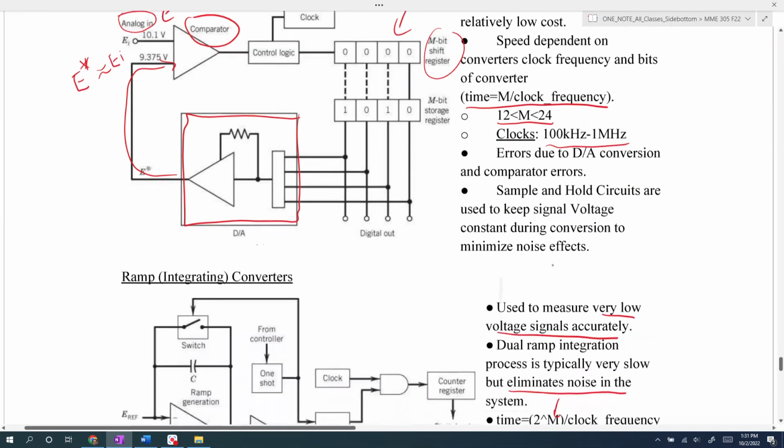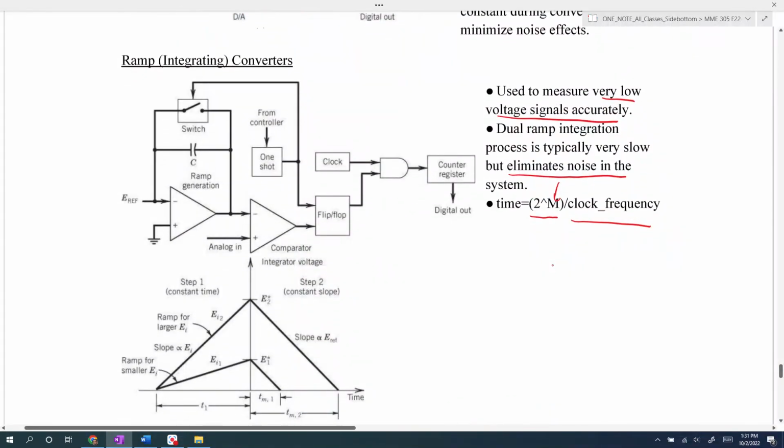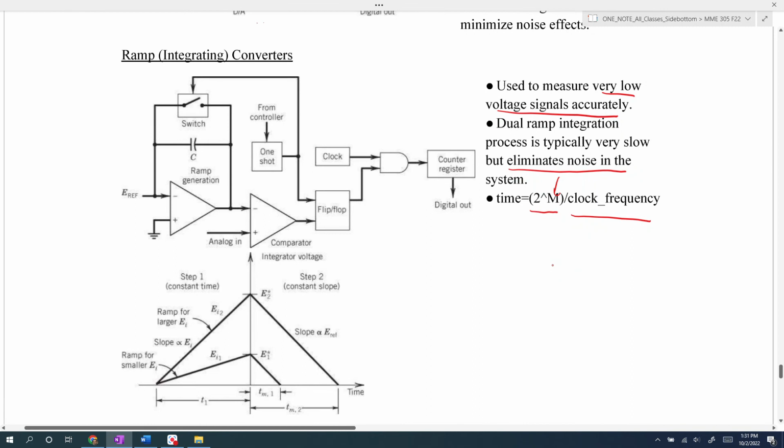The ramp integrating converter is a very good tool for measuring static signals where frequency is not super important, and it can be used to measure typically very low voltage signals very accurately.